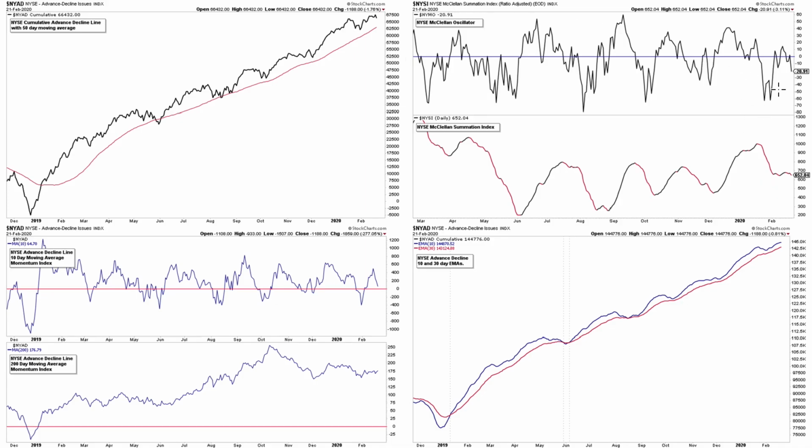The McClellan indexes and summation index are both showing something similar to the momentum index. We've pulled below the zero line here, so we're currently negative on the momentum at the top here on the oscillator, and the summation index remains on a short-term sell signal. A move below down here would be more bearish. The 10 and 30 day EMAs have not yet crossed over, so that remains on a bull signal there. So we've got a mixed signal in the advance-decline line at the moment.